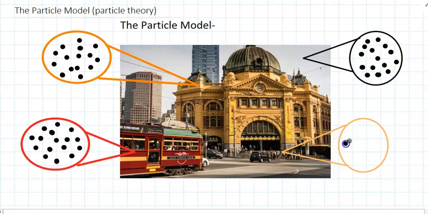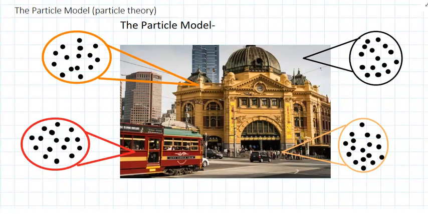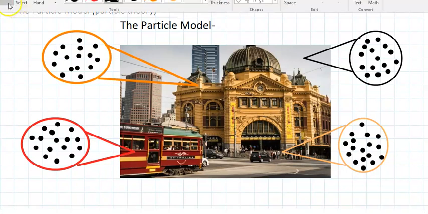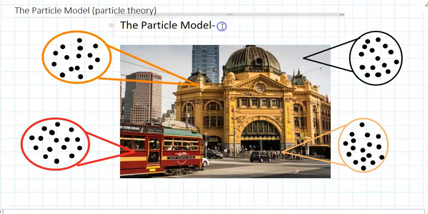And even people. We're still objects, and if you zoom into our bodies, all our bodies are made up of tiny particles as well. And that's basically what the particle model is. So scientists discovered that everything's made of tiny particles, and that's what chemists and physicists have been studying over the last few hundreds of years. What's in those particles, how do they work, and how do they combine together in chemical reactions?